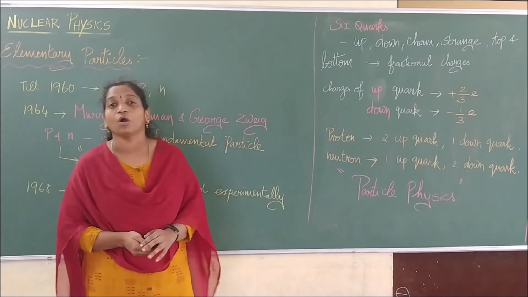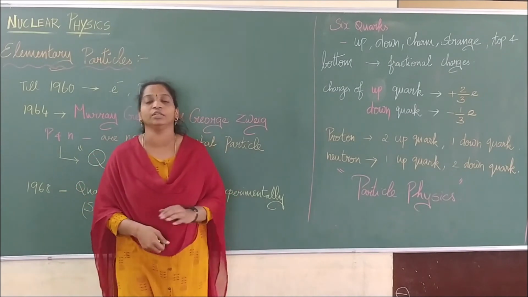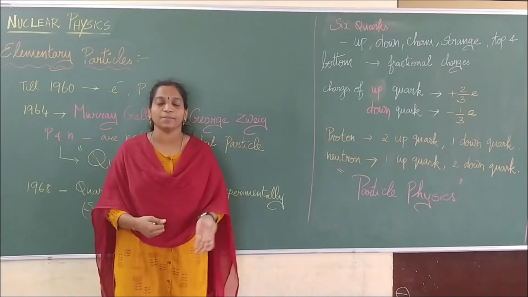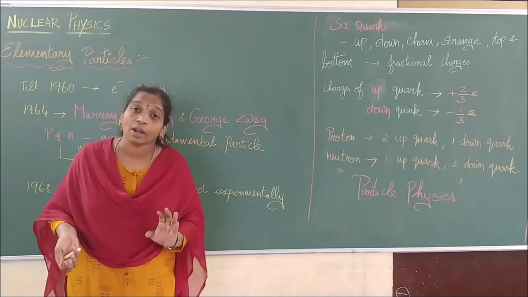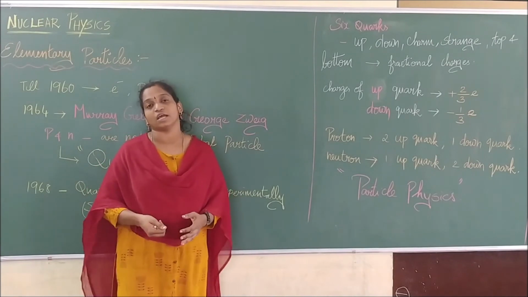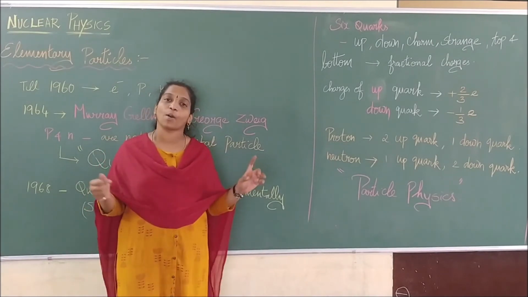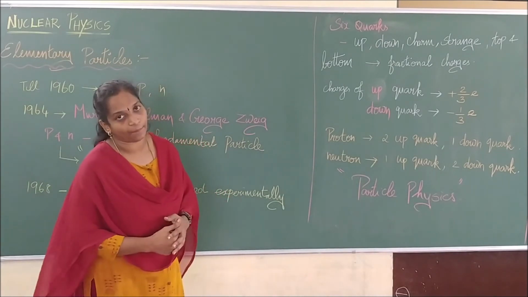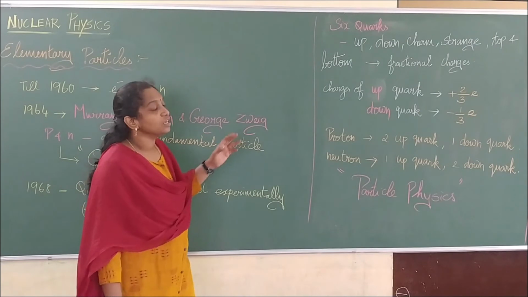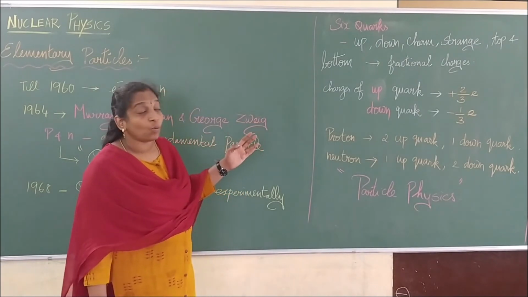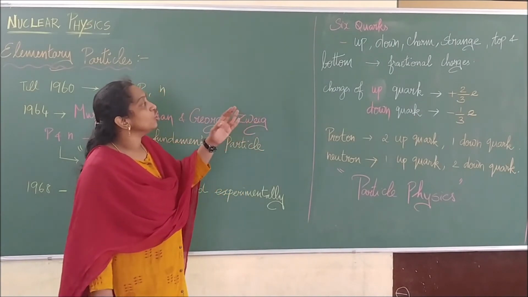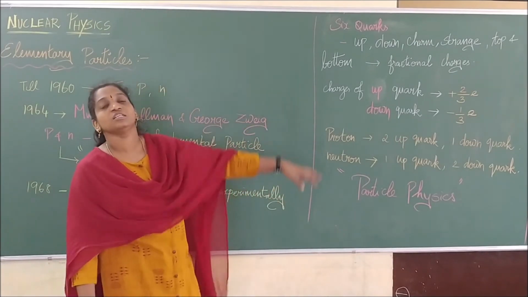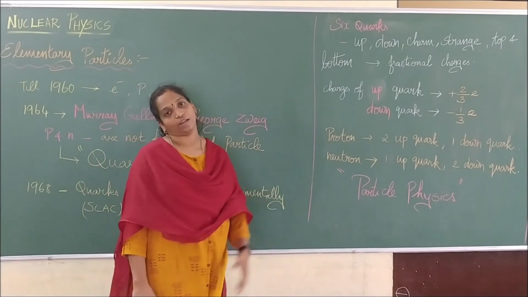All 6 types of quark particles take their charge values in terms of fractions. We know that an electron has a negative charge, and a proton has a positive charge. But for a quark particle, we cannot simply say the charge, because the charge of each quark particle is a fractional value. So what are the 6 quark particles? Very simple and interesting. You can say up quark, down quark, charm, strange, top, and bottom. These are the 6 quark particles, and all of them have fractional charge values.